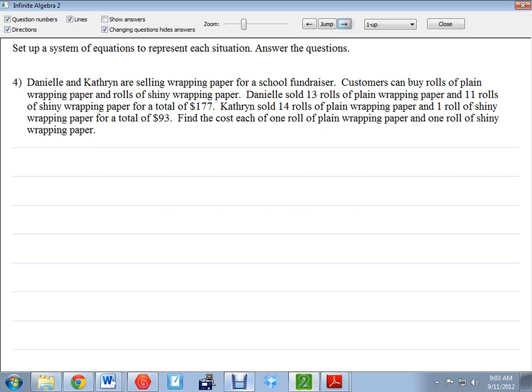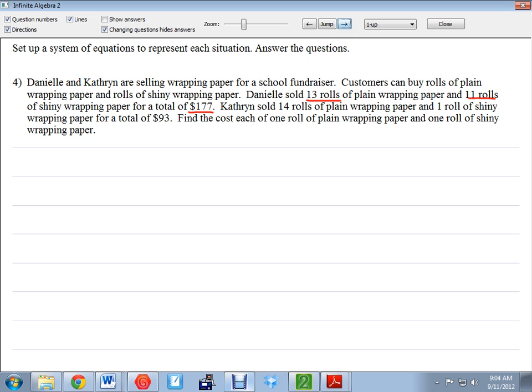Now, this is not the only type of situation they have. Another common one is the school fundraiser. If you look at this, it says Danielle and Catherine are selling wrapping paper for a school fundraiser, a common situation. Customers can buy rolls of plain or rolls of shiny, so those are different types of rolls. Now we start finding the important information. Danielle sold 13 rolls of plain and 11 rolls of shiny for a total of $177.